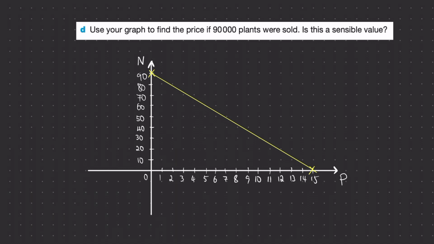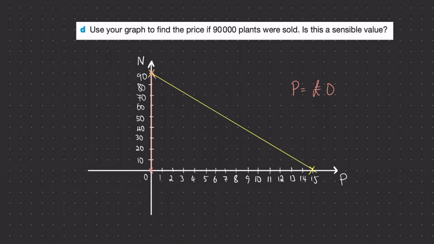Okay, so for the last part of this question, we have find the price if 90,000 plants were sold. Is this a sensible value? Well, let's go on to our graph. We see that n equals 90,000 is where, in fact, the graph crosses the y-axis. So we know if we track downwards from that, we're going to get an x value of 0, or in other words, p equals 0, or £0, and that is not very sensible at all because we're not going to be selling something for free.